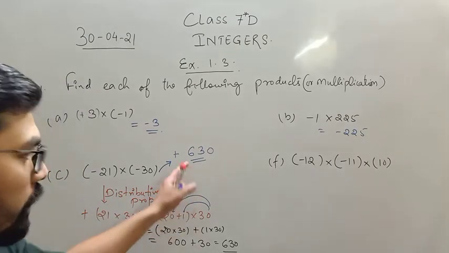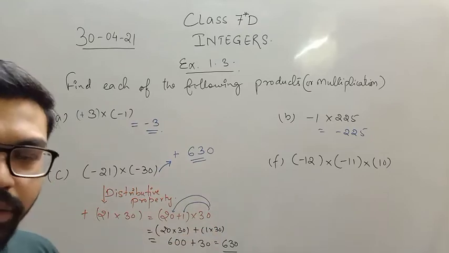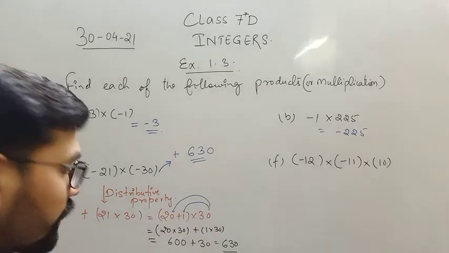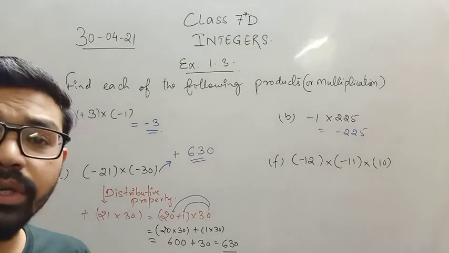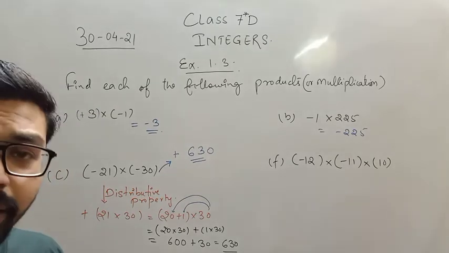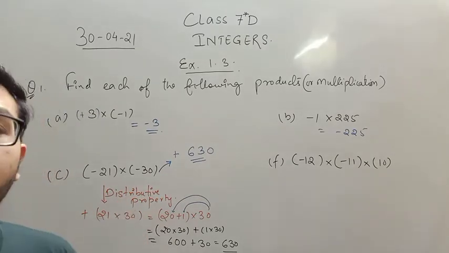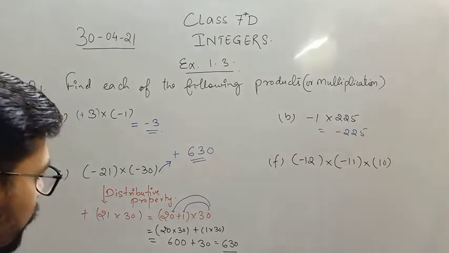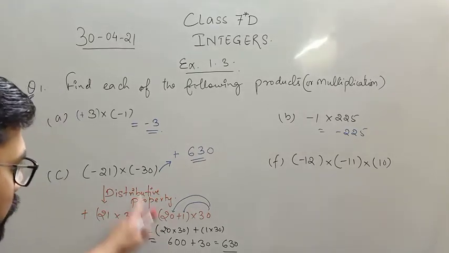Okay. Here you may be saying, sir, the same answer is coming in both, there is no big calculation here. But if you have two big numbers or three big numbers, in that case the distributive property helps you a lot. Okay. So this is the example.